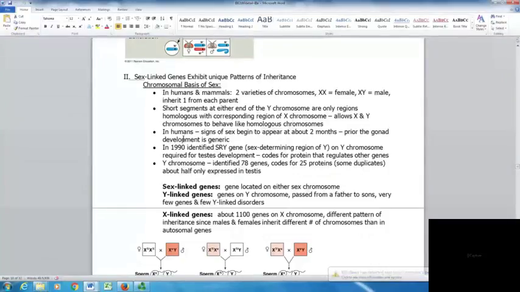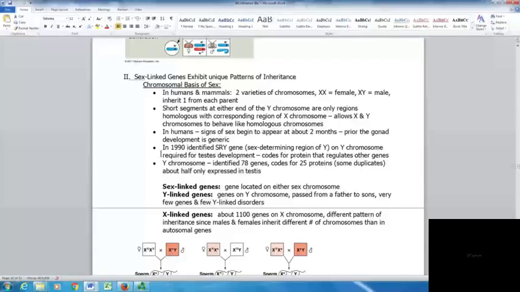So in a female, when she produces her gametes, both of them will have X chromosomes. In a male, when he produces the gametes, 50% will have an X, 50% will have a Y. In humans, signs of sex begin to appear at about 2 months. Prior to that, the gonad development is generic. Without any further signaling, it would continue on the pathway that develops as a female.